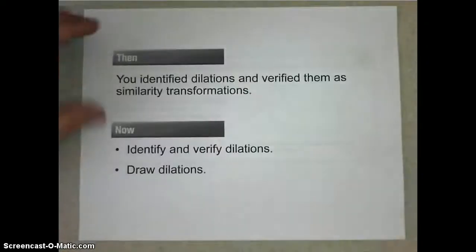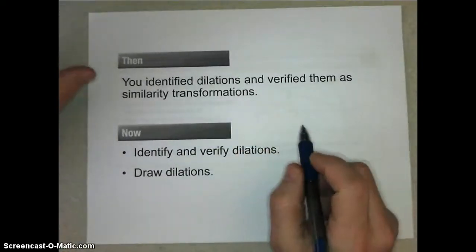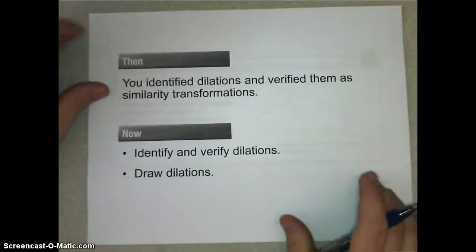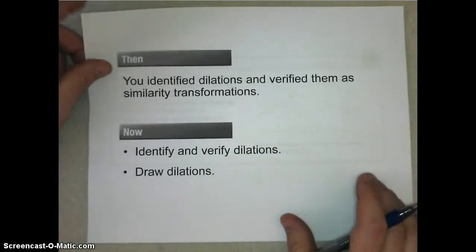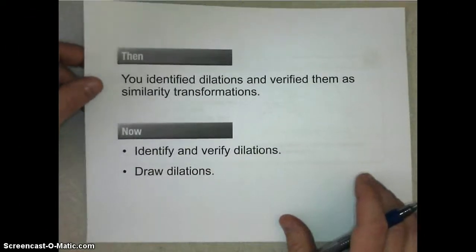All right. So in the past, we've identified dilations and we verified them as similarity transformations. Well, now we're going to still identify and verify dilations, but we're also going to work on drawing our own dilations. And that's going to be the key difference in this lesson from Lesson 7.6.